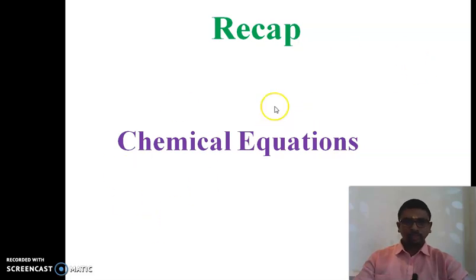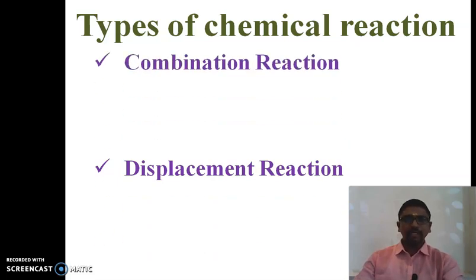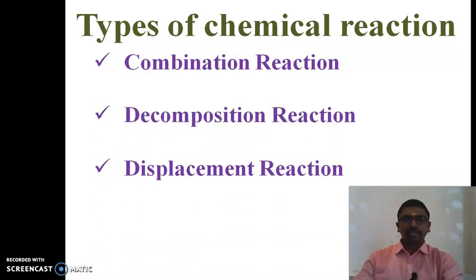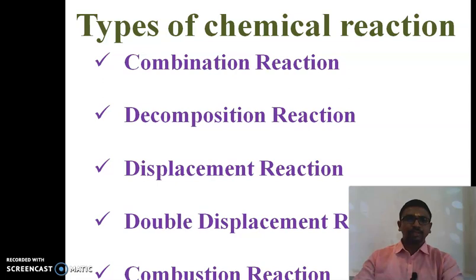And now we will discuss the new topic, the types of chemical reactions. There are various types of chemical reactions. The first is combination reaction, the second is decomposition reaction, the third is displacement reaction, the fourth is double displacement reaction, and the fifth is combustion reaction. These are the 5 main reactions we will discuss now.